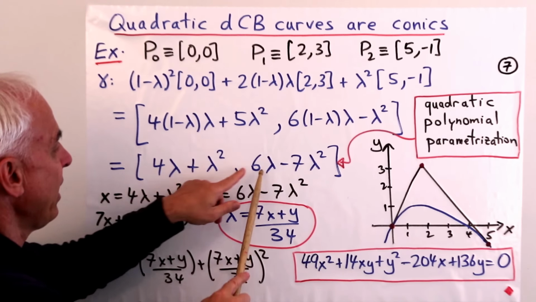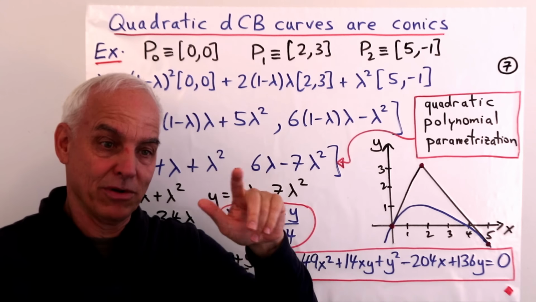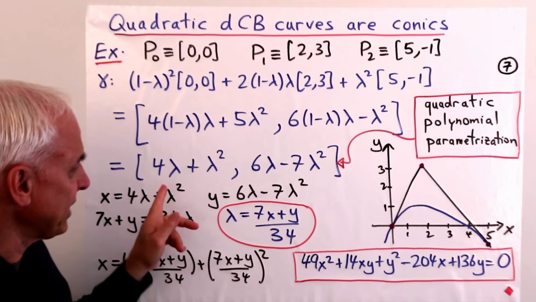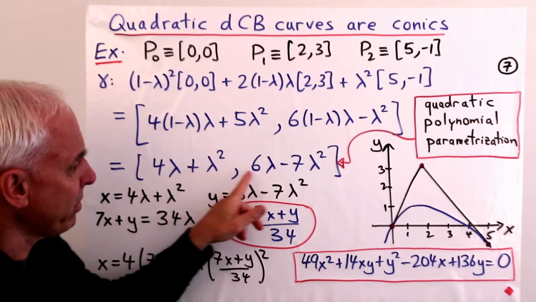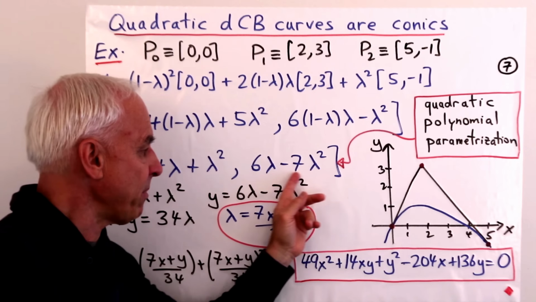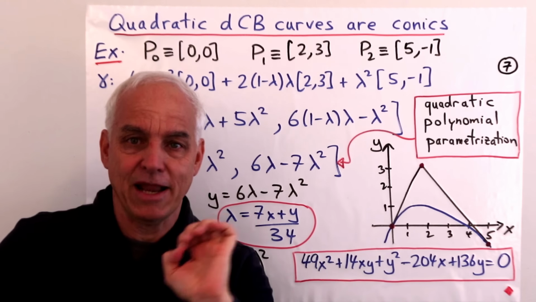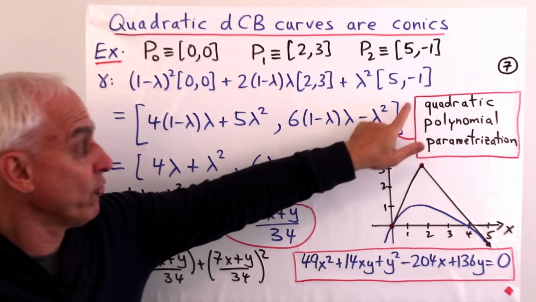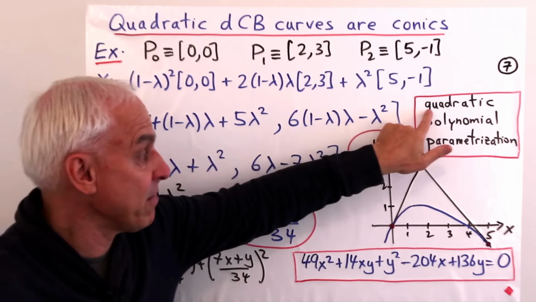And we can see exactly how the x and the y coordinates depend on lambda. Well, we sort of lost at this stage the actual control points. So this is a polynomial parameterization. That's the really critical thing, that the expressions that are appearing here are polynomials in lambda. And in fact, they're quadratic polynomials. So this is a quadratic polynomial parameterization.